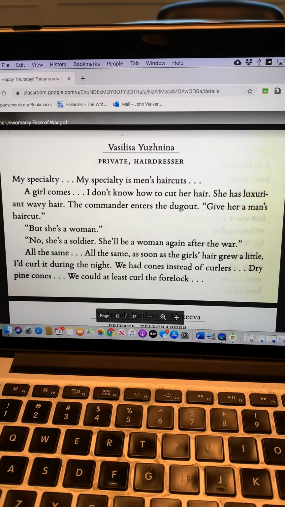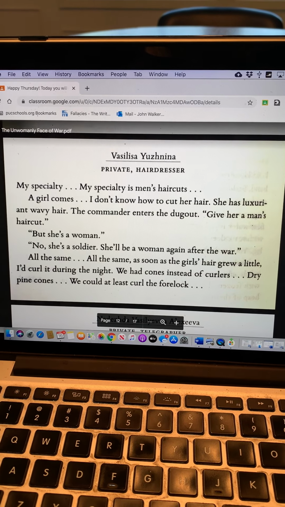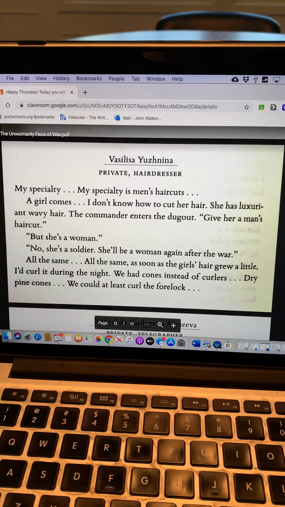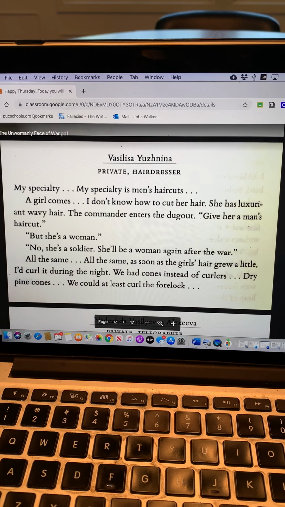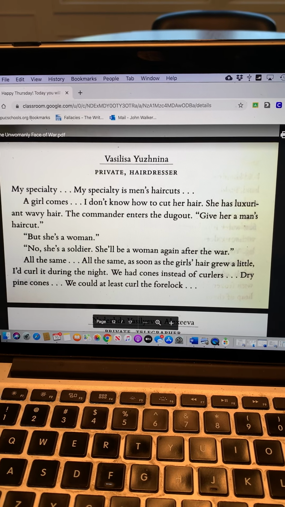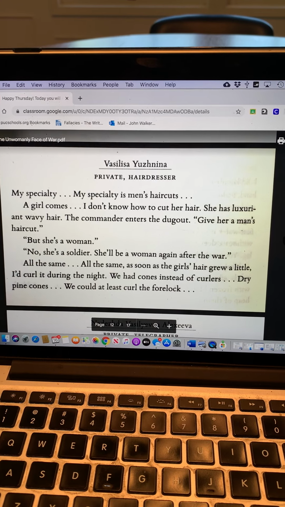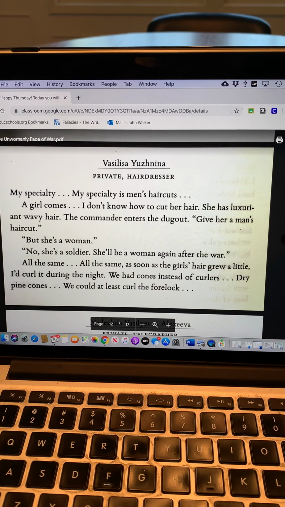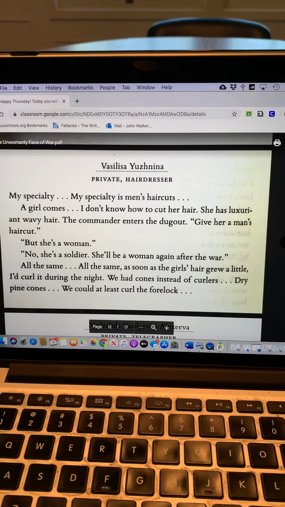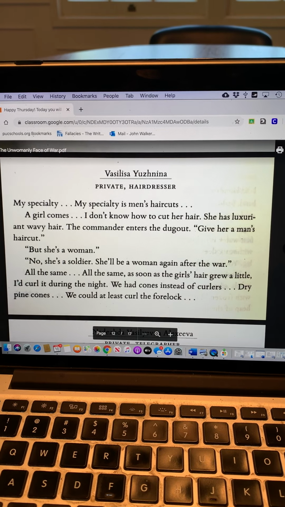And then this is from her text. My specialty is men's haircuts. A girl comes. I don't know how to cut her hair. She has luxuriant, wavy hair. The commander enters the dugout. Give her a man's haircut. But she's a woman. No, she's a soldier. She'll be a woman again after the war. All the same. As soon as the girl's hair grew a little, I'd curl it during the night. We'd have cones instead of curlers, dry pine cones. We could at least curl the forelock.